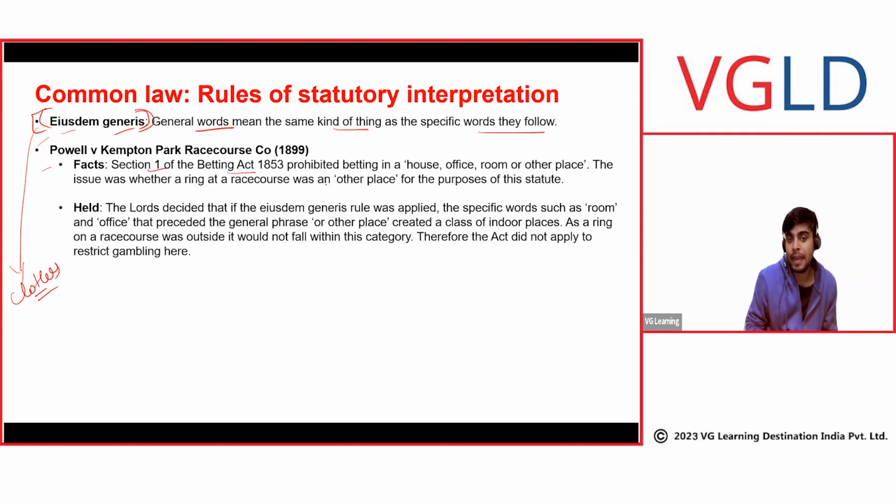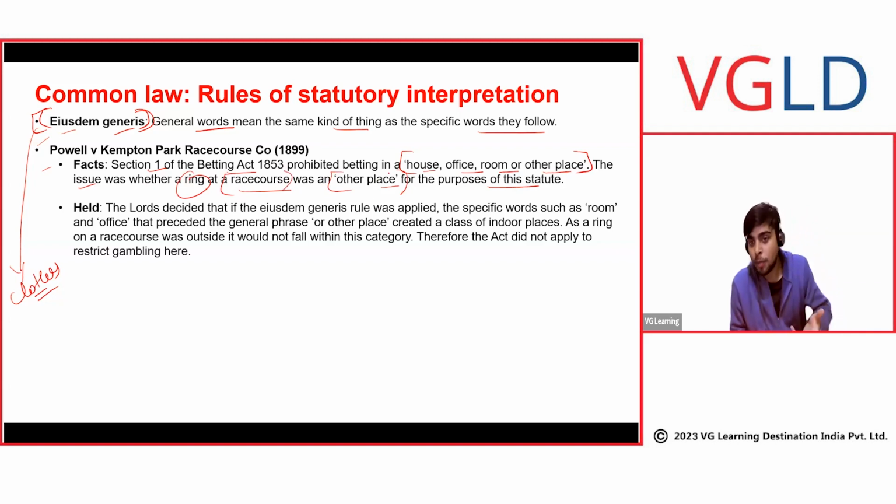Section 1 of the Betting Act 1853 prohibited betting in a house, office, room, or other place. So the issue was whether a ring at a race course was an other place for the purpose of this act. So betting is prohibited within the house, office, room, or other places. The court decided that the ejusdem generis rule applied: the specific words, such as room and office, that preceded the general phrase or other places created a class of indoor places, not outdoor.